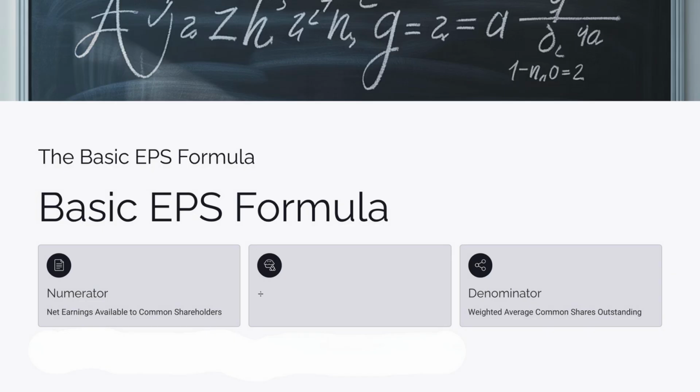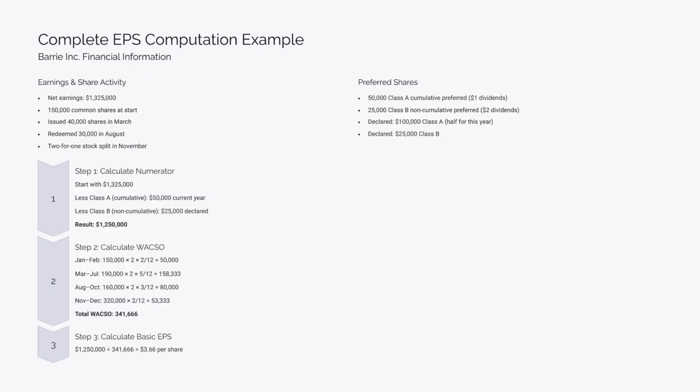The formula for basic earnings per share is straightforward. Basic EPS equals net earnings available to common shareholders divided by weighted average common shares outstanding. Let's see it in action with a full example. Let's walk through Barrie Inc. example and do the complete calculation together. First the numerator, then the denominator, and finally the EPS.